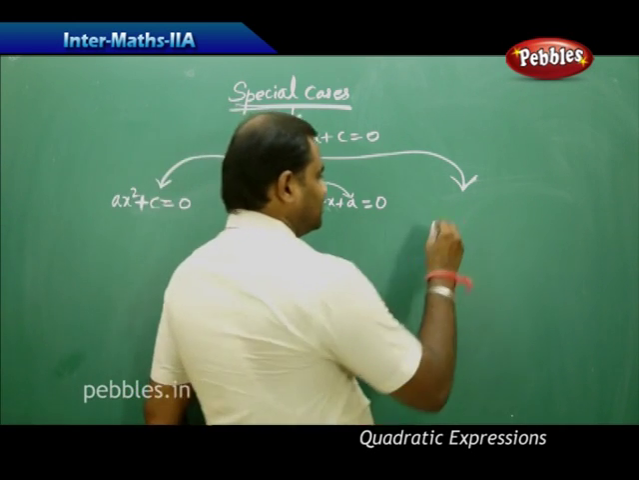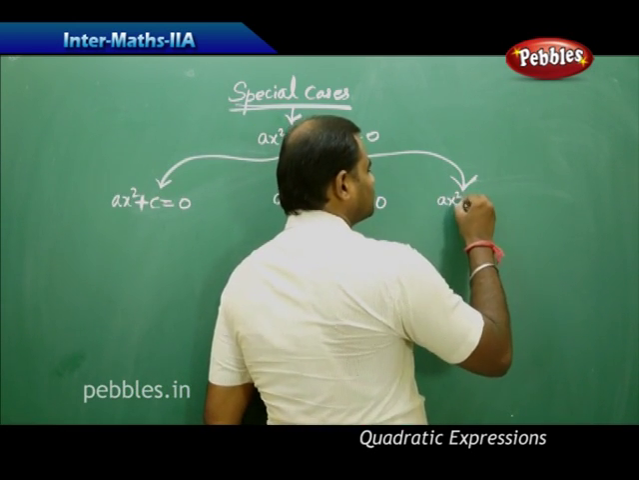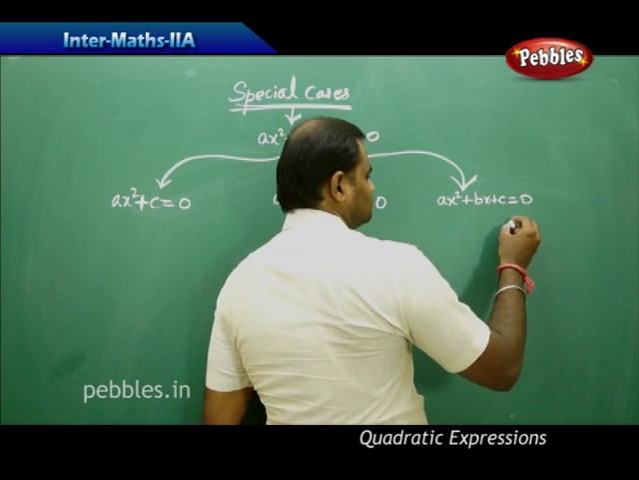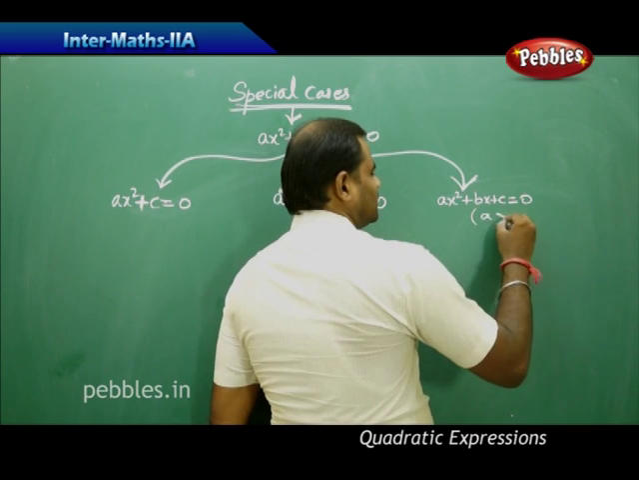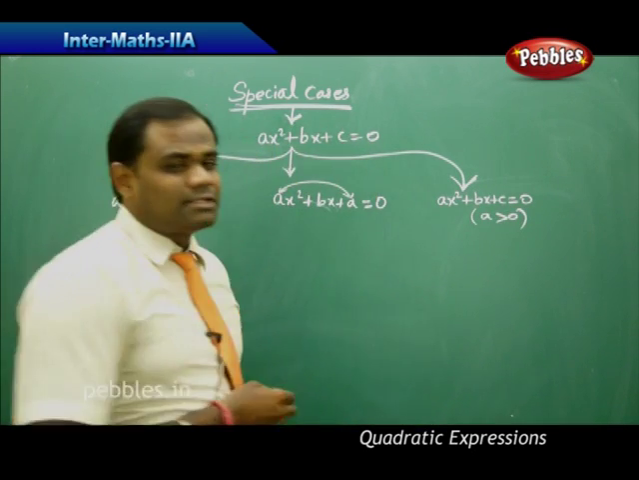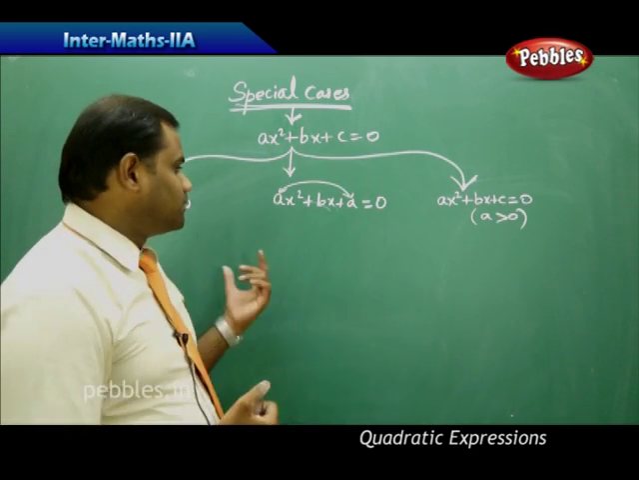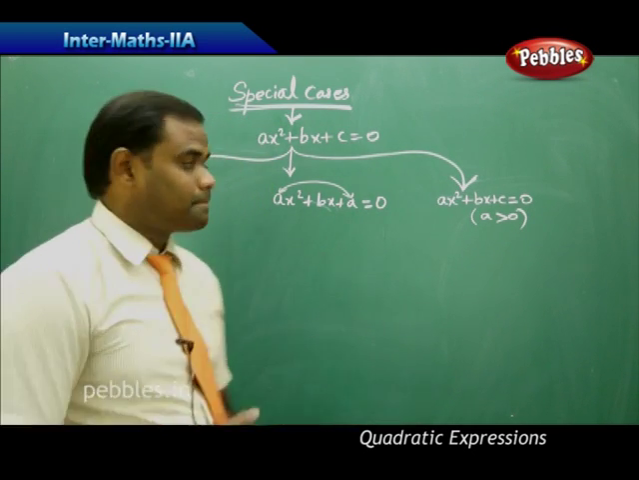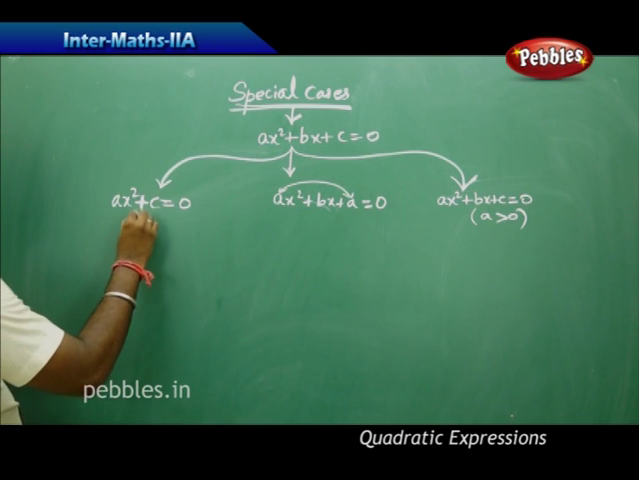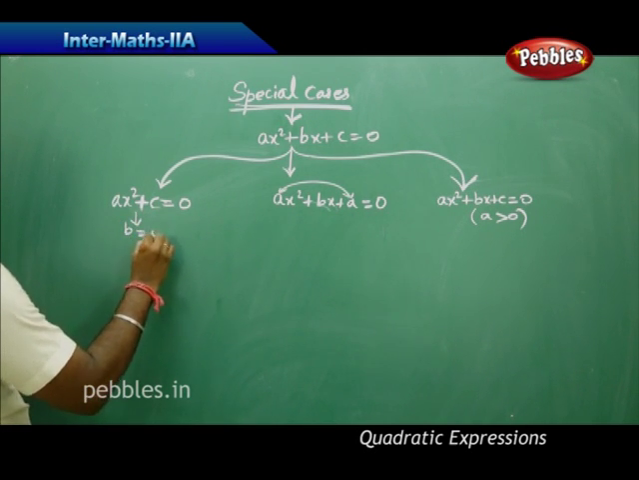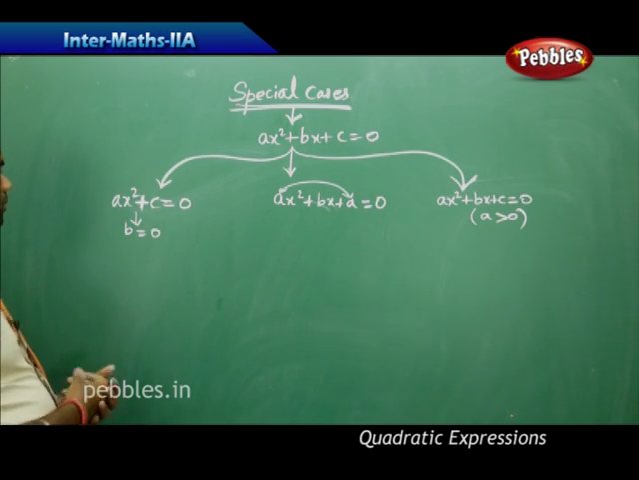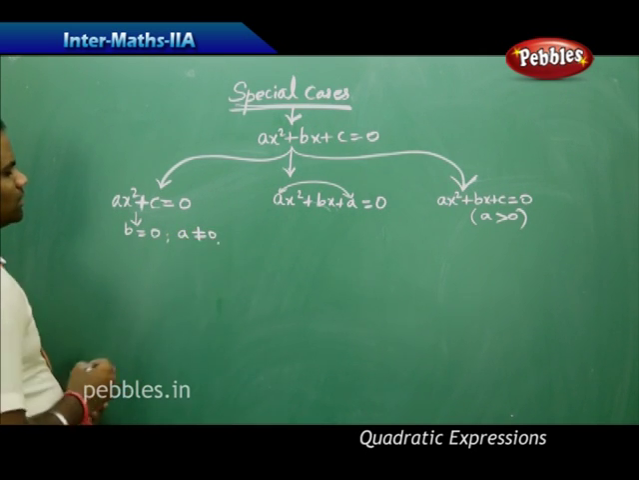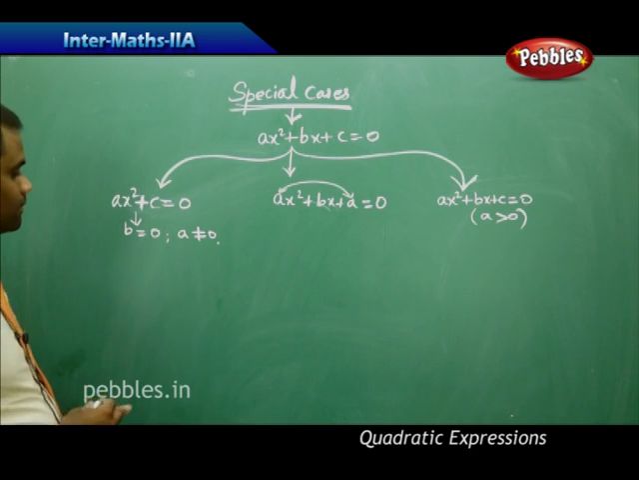And thirdly, I take a greater than 0. Then let's see what each of the three special cases conclude in their own understanding. Now coming to the initial case, clearly here I identify that b is 0, and of course my a is not equal to 0, is how we understand this.